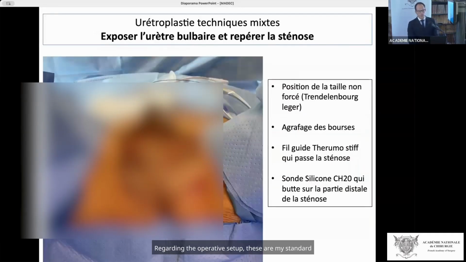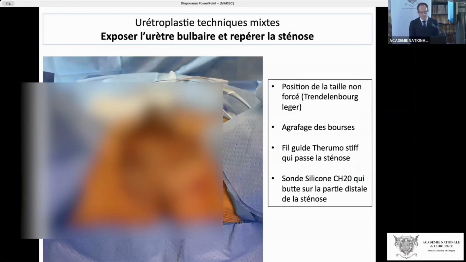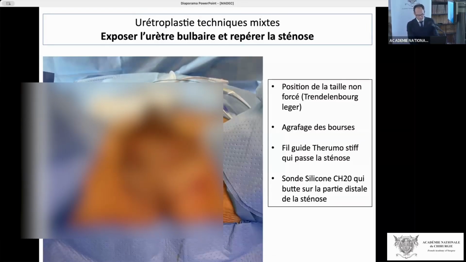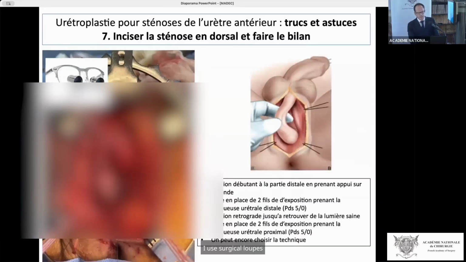Regarding the operative setup, these are my standard procedures, just to show you a few surgical images. Standard lithotomy position. I secure the scrotum with staples to keep it well tensioned. We insert a guide wire that will pass through the stricture, and then a size 20 French catheter as a reference. We make the incision. I use surgical loops to operate. I truly believe that in reconstructive surgery, the use of loops and image magnification is vital. We perform fine sutures, and honestly, using these devices optimizes the quality of the stitching.